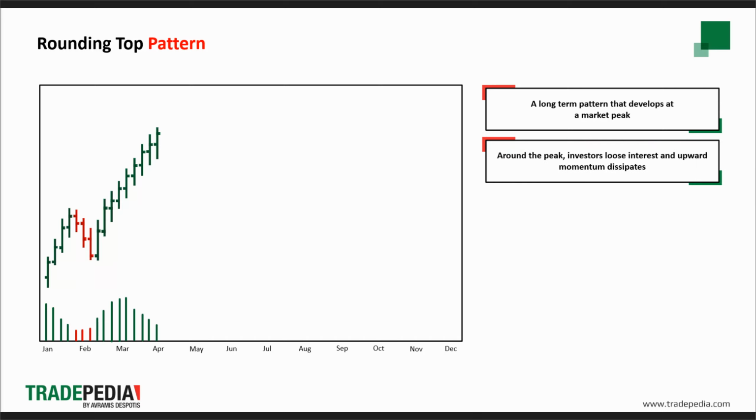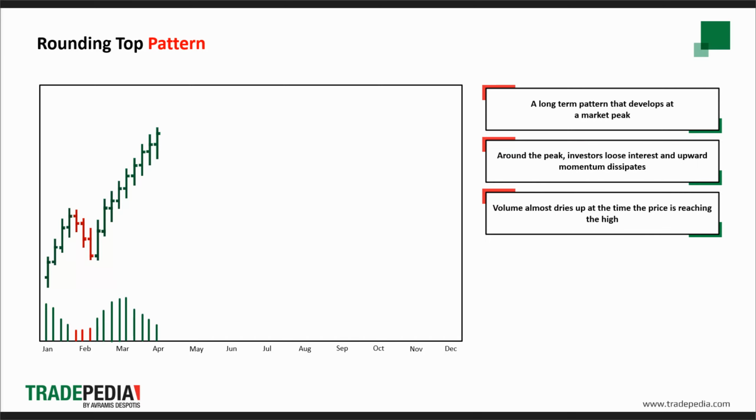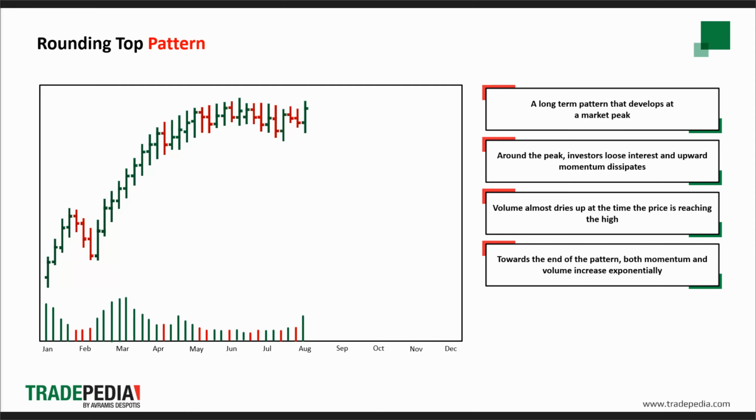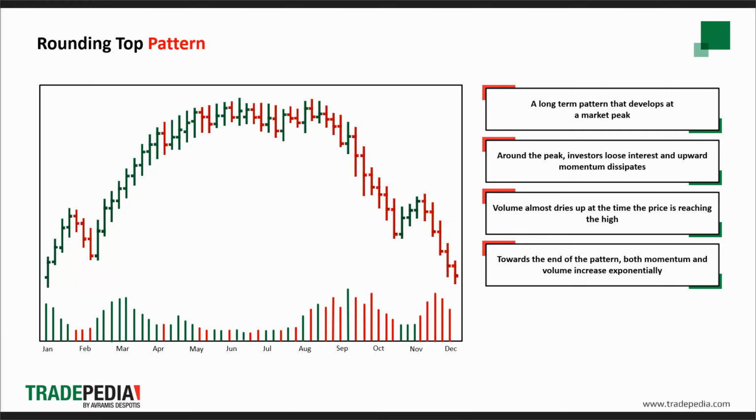So a rounding top develops at a market peak. You see prices go higher, and then volume dries up at the time that price is reaching the high. So that's why it goes into this sideways mode. Towards the end of the pattern, we call it exhaustion. If you trade along with Richard Wyckoff's method, then you'll know that this is the accumulation period. After the accumulation period is done, there is capitulation, where prices just fall very quickly and the bearish momentum builds up.